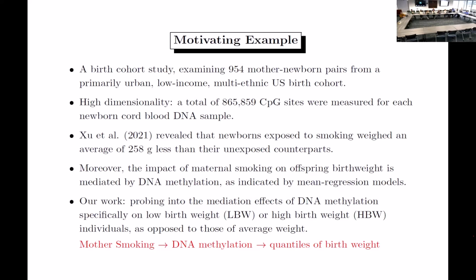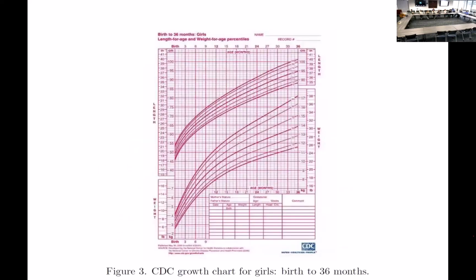I think most of us, if you are parents, are familiar with this kind of plot. This is actually a CDC growth chart for girls, from birth to 36 months. When you bring your child to your pediatrician, they measure the weight and height of the baby, and then they will tell you, for example, the baby is now 1 year old and his weight is maybe, I'm just making up a number, 15 pounds, and his percentile is maybe the 25th percentile, right?